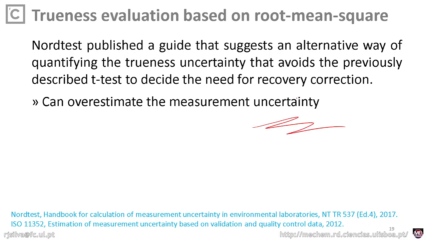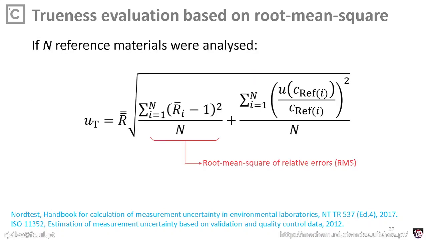So the algorithm proposed by Nordtest to evaluate standard uncertainty for trueness, when you have several reference materials, the formula is this one, where I use the notation from the previously described approach. So what we have here, we have the overall mean there. Here we have the root mean square of relative errors.